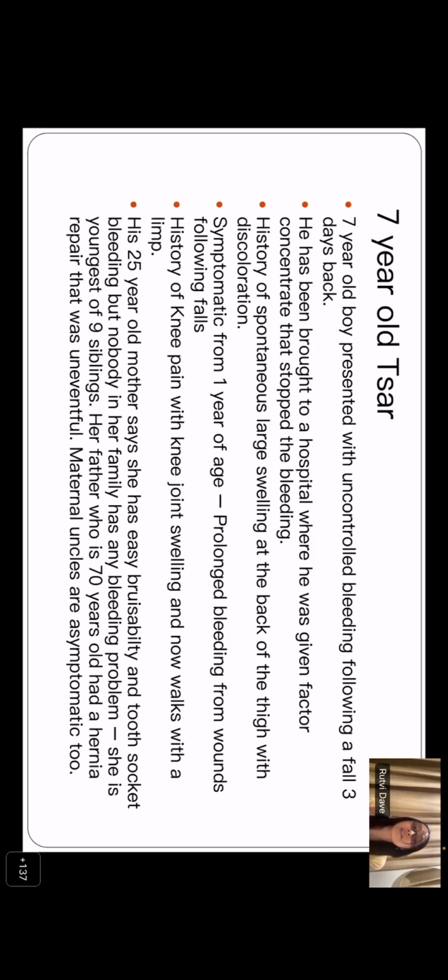Family history: his 25-year-old mother says she has easy bruisability and tooth socket bleeding, but nobody else in her family has a bleeding problem. She is the youngest of 9 siblings. Her father, who is 70 years old, had a hernia repair which was uneventful, and maternal uncles are asymptomatic too.